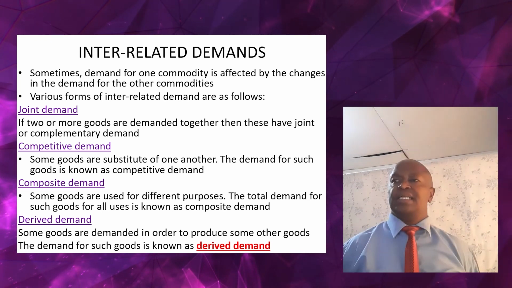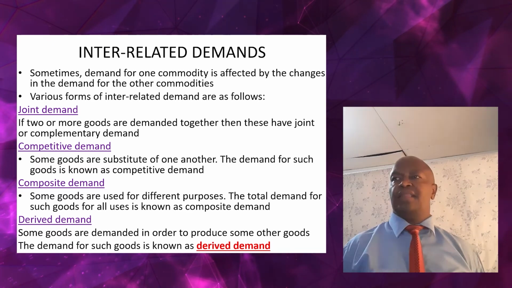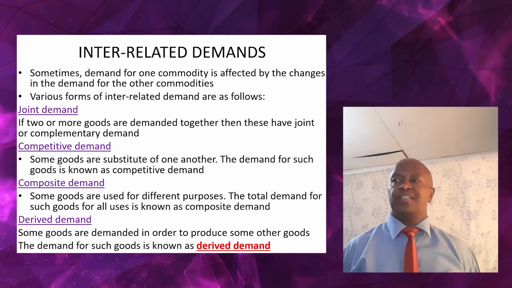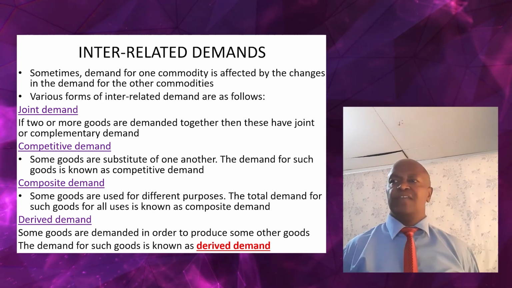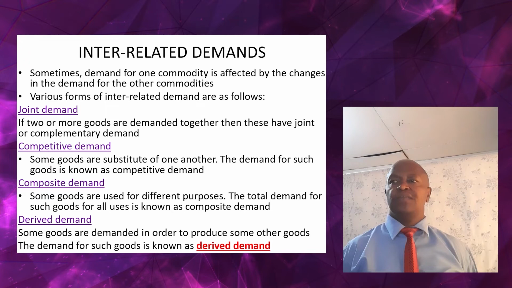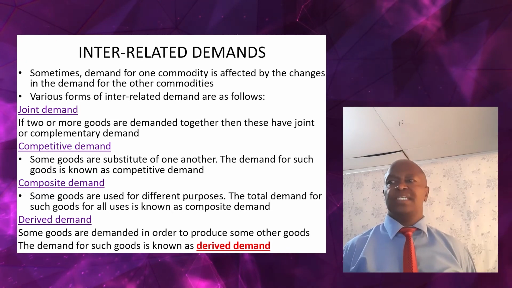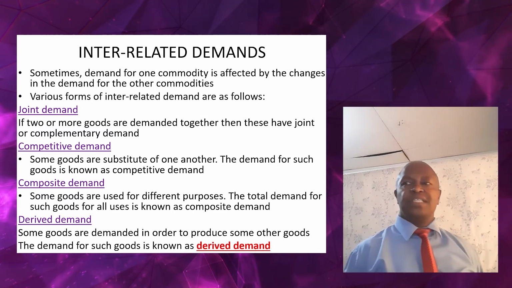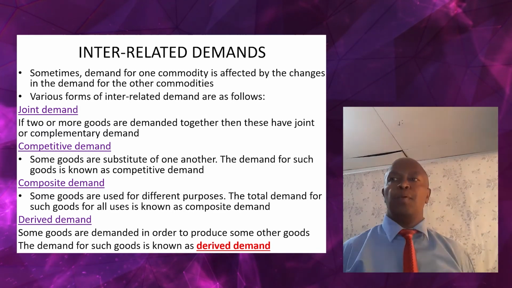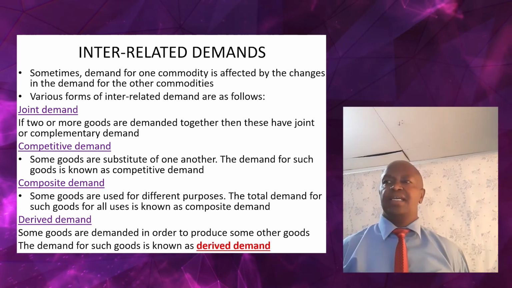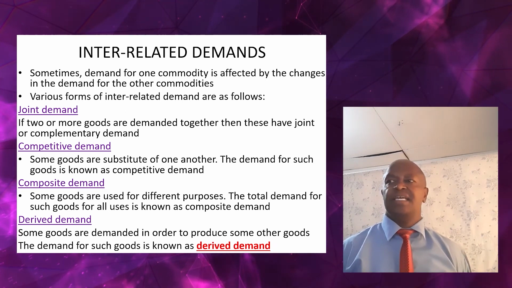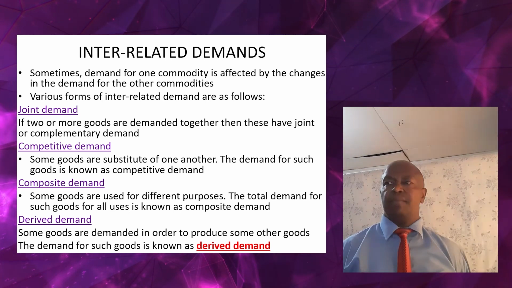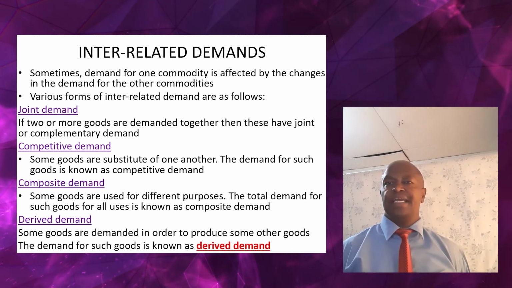The other interrelated demand is composite demand. Some goods are used for different purposes. The total demand for such goods for all uses is known as composite demand. For example, steel is used to manufacture motor cars, machines, and buildings. The total demand for steel for all these purposes is composite demand.